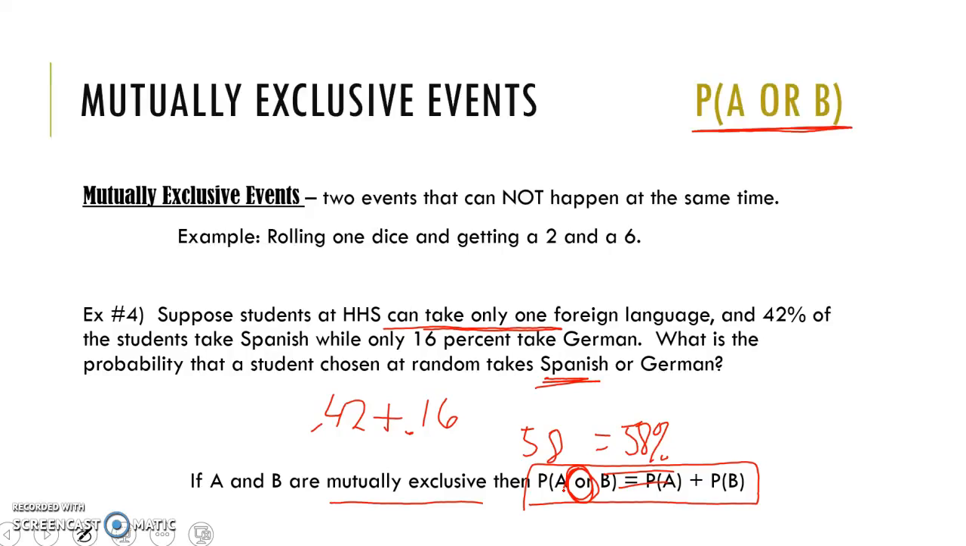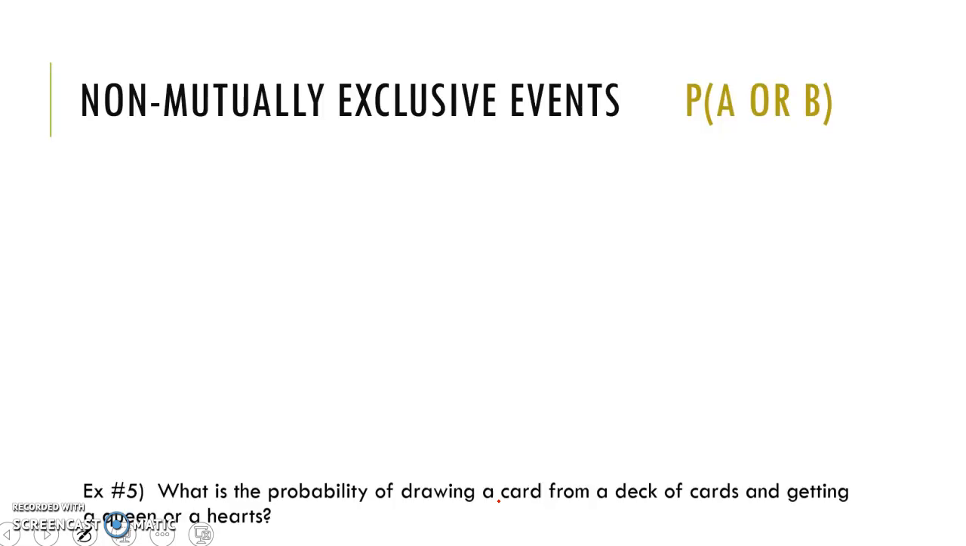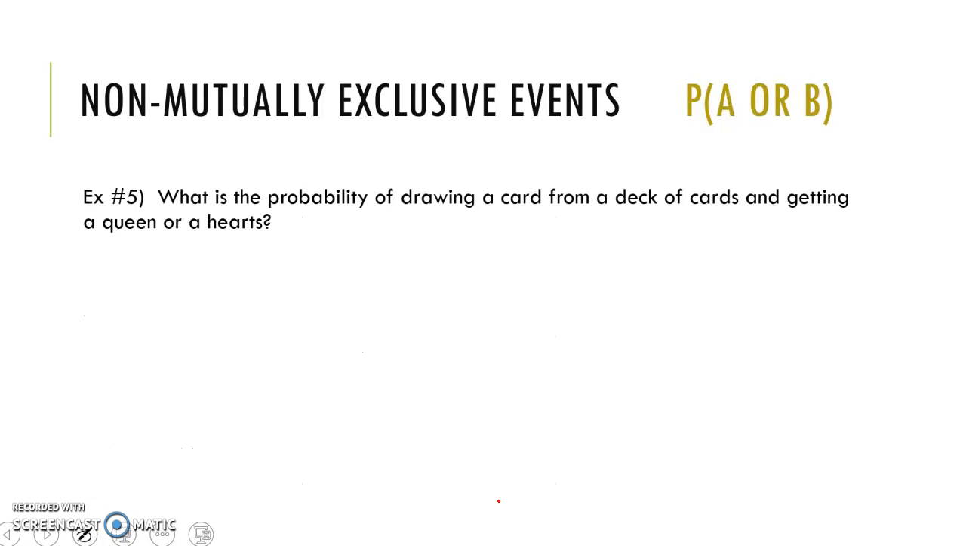So the probability of 2 mutually exclusive events, one or the other happening, is just where you add those together. Here's where it gets a little tricky. Non-mutually exclusive events. Let's take a look at this situation.